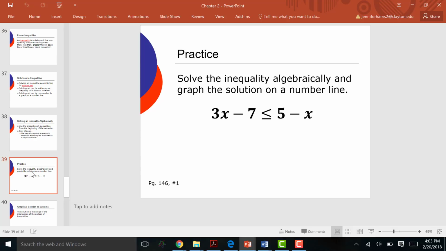I'm going to put a comma. How far does this number line go? Infinity. Which infinity? Negative or positive? Negative infinity, and you always close the infinity symbol with a parenthesis.